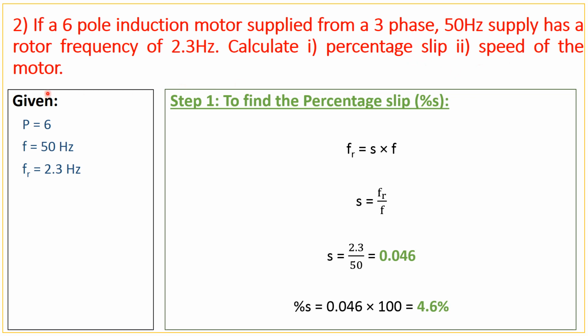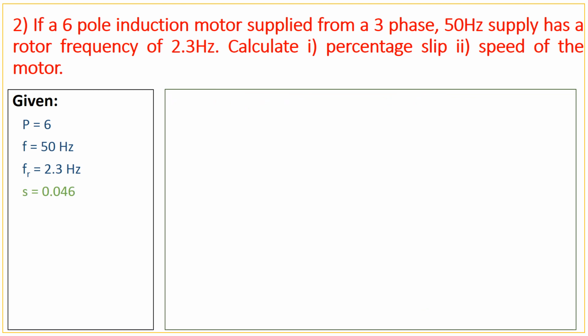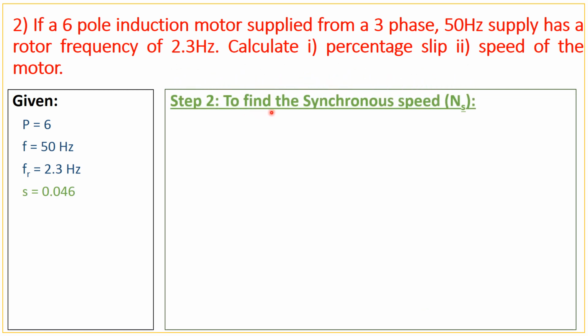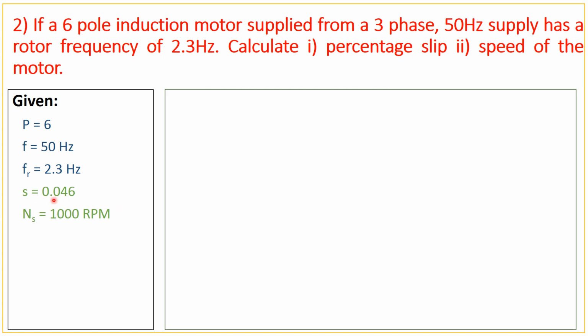Next is to find the speed of the motor. To find the speed of the motor, I must find Ns first, that is the synchronous speed. Once I find Ns, then I can find N. So Ns is equal to 120 F by P. F is the supply frequency, which is 50 hertz, and the number of poles in the induction motor is 6. Therefore 120 into 50 by 6 will give you 1000 rpm. Therefore Ns is 1000 rpm.